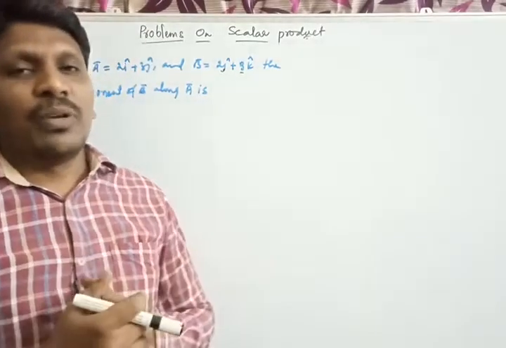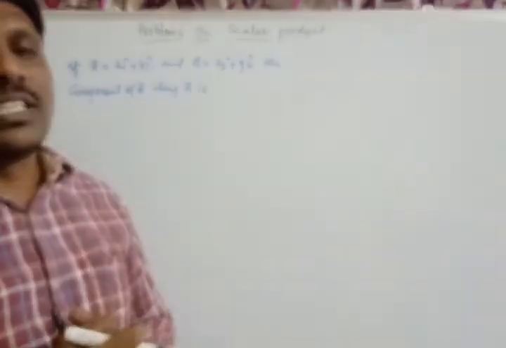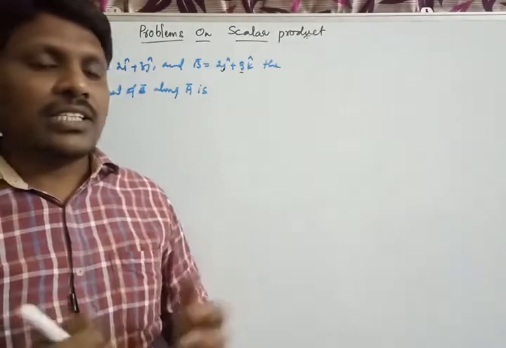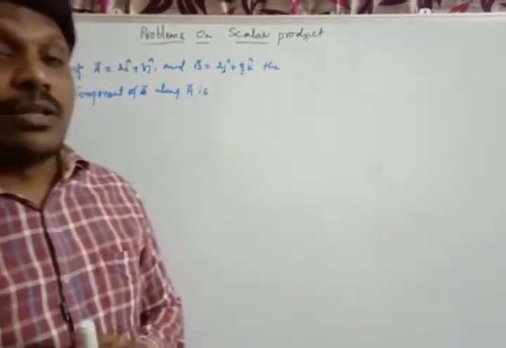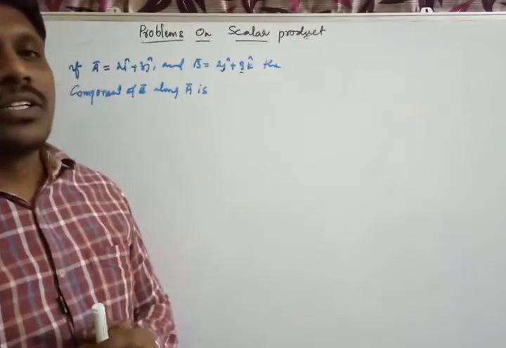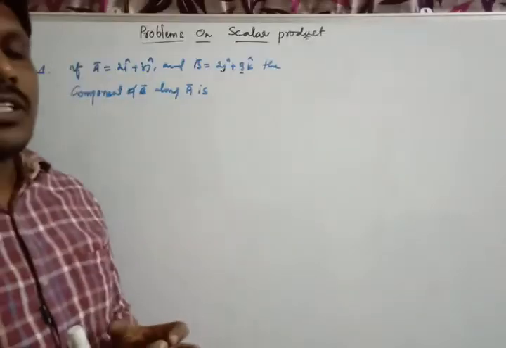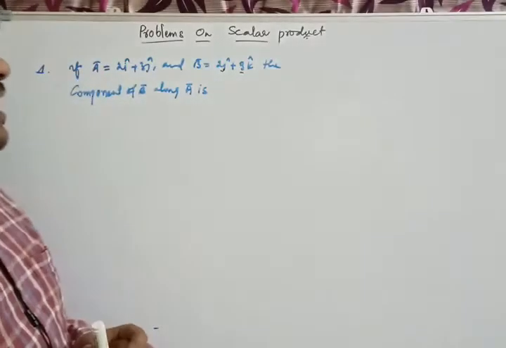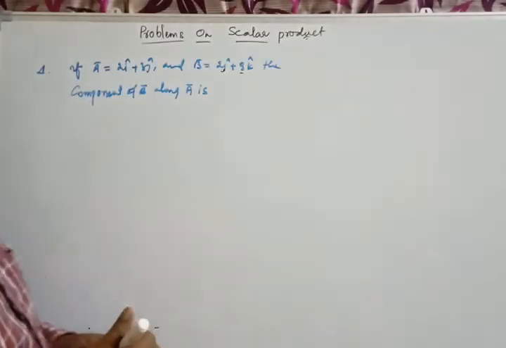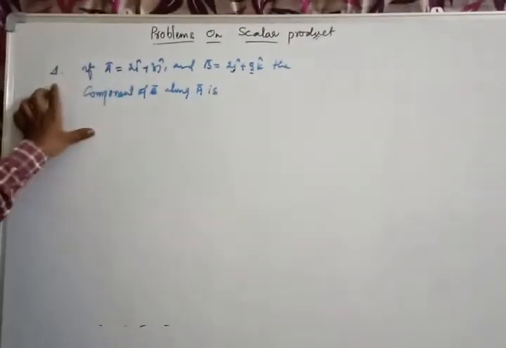Now I am going to explain the problems based on the scalar product. In the last class we have seen the proof of the scalar product. On that, we are going to see some problems depending on the scalar product. Now let us see the first problem.